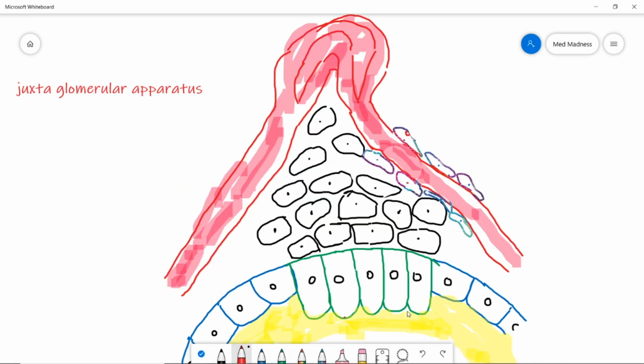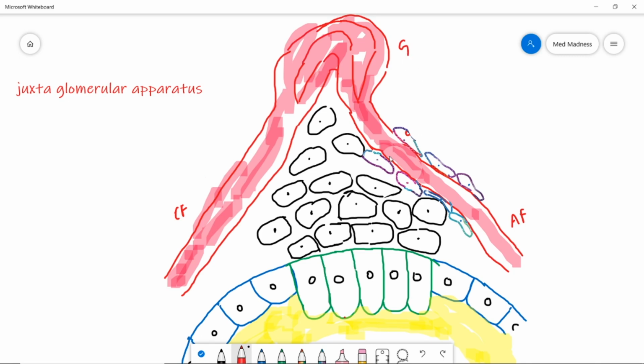So this is the juxtaglomerular apparatus, and here we are seeing some green cells, right? This is the macula densa. And this is the convoluted tubule. Here you can see the cuboidal cells. Here there are some connective tissues, and these are the JG cells, that is, renin secreting cells. And this is the efferent arteriole. Here the glomerulus is there.